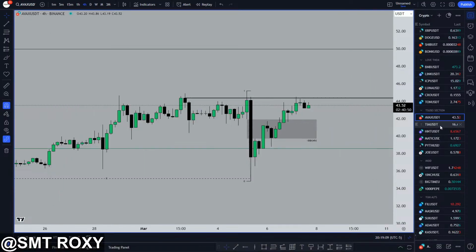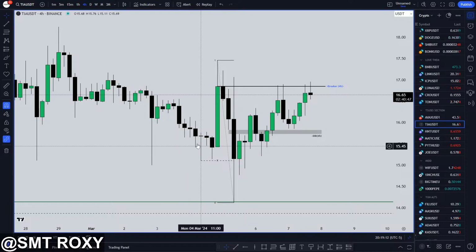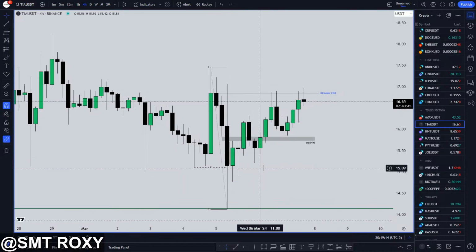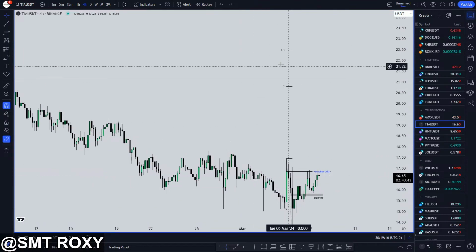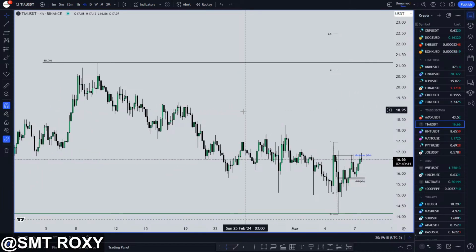TIA, really good move. This one to me is really sloppy, but nonetheless, I do believe we're going to see it reach the all-time high up there for the buy side liquidity.